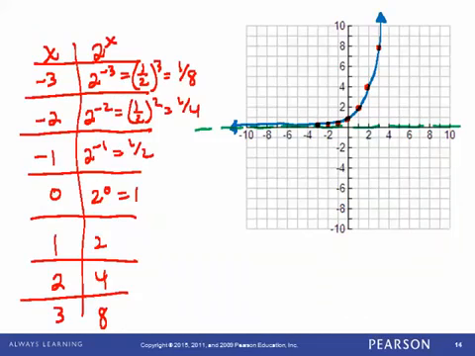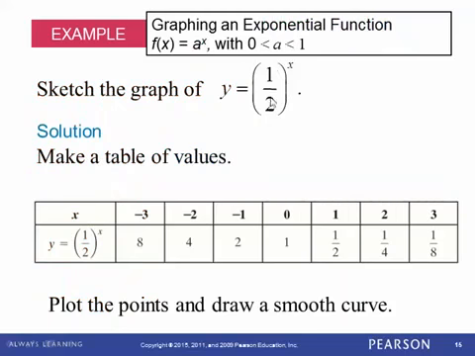Alright, now the question is, what happens if instead of using a 2 here, I use a 1/2? Again, what's the change to the graph? And I'm not sure what the graph looks like yet, so I'm going to still make a table. This is actually the example problem. So I take the reciprocal of 2 and I use that as my function. And I kind of see what's going to happen between the two graphs here.